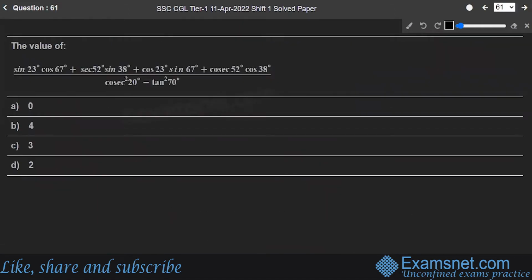So this is a trigonometric question. This is having sine 23 cos 67 plus cosec 52 sine 38 cos 23 sine 67 sec 52 cosec 38 ... divided by cosec square 20 degree minus tan square 70 degree. You are noticing one thing. You must be seeing this, that the sum of these two angles, they are forming 90 degrees, right? Correct? Yes, you got it correct.